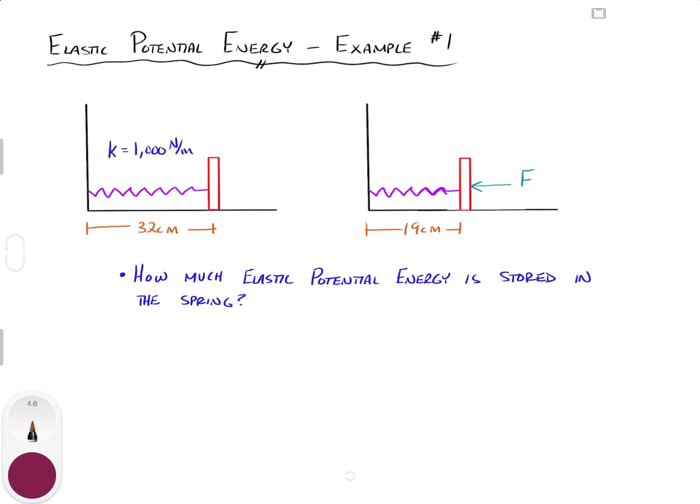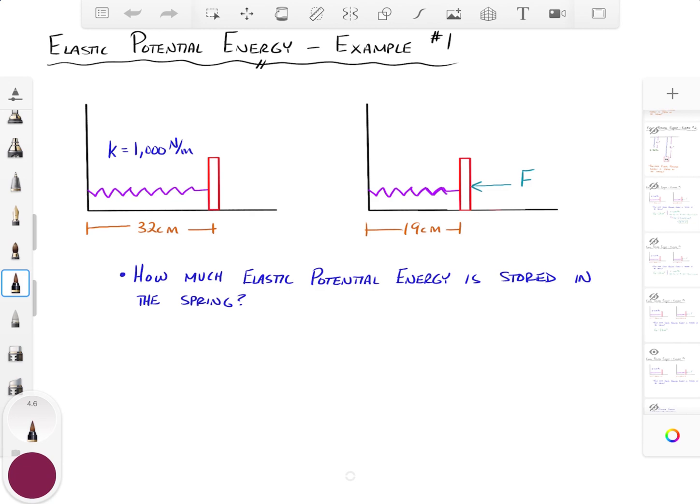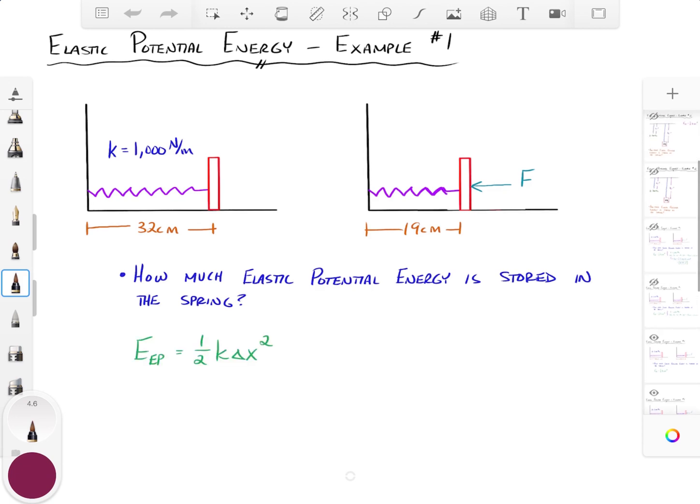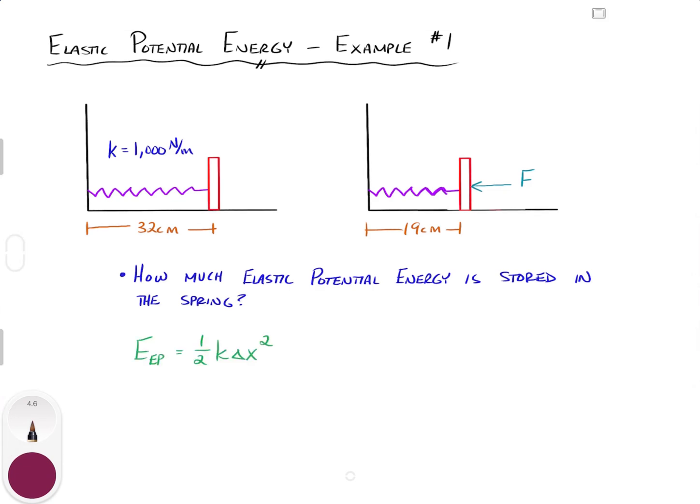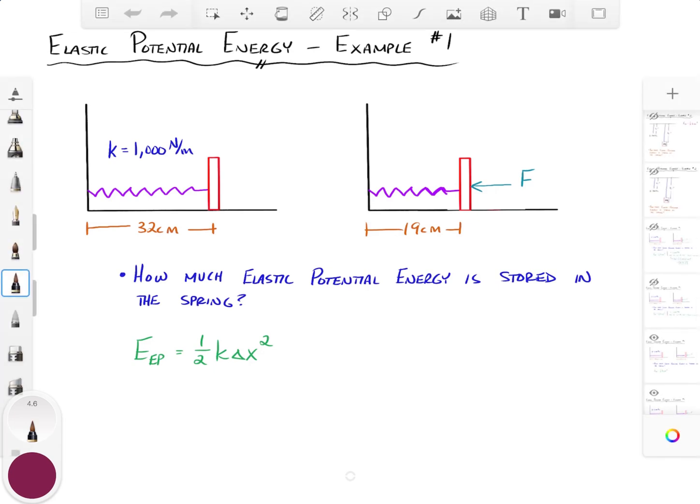And the question is, how much elastic potential energy is stored in the spring once it's been compressed to that degree? So in order to figure this out, we just have to utilize the elastic potential energy equation, which is 1/2 k, spring constant, times the displacement of the spring from its rest position squared.